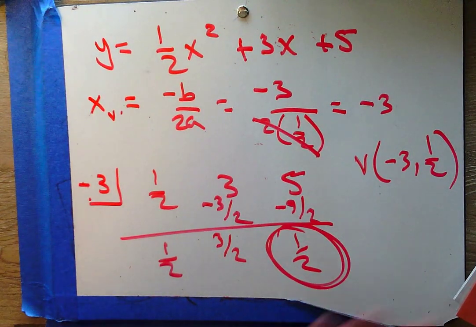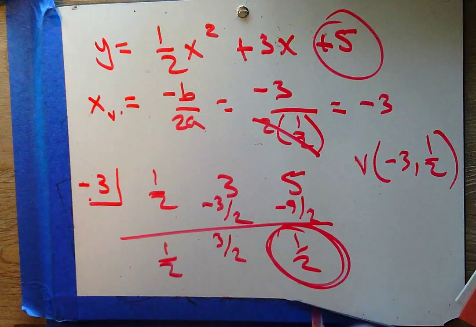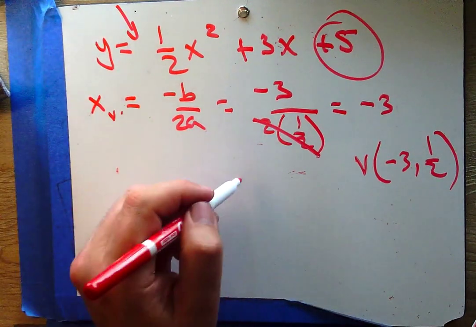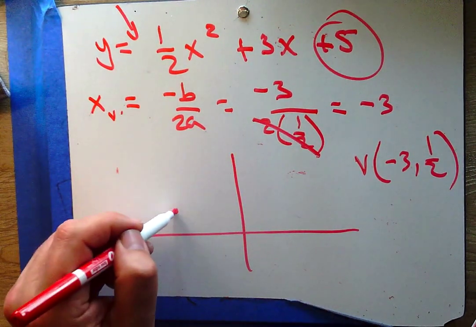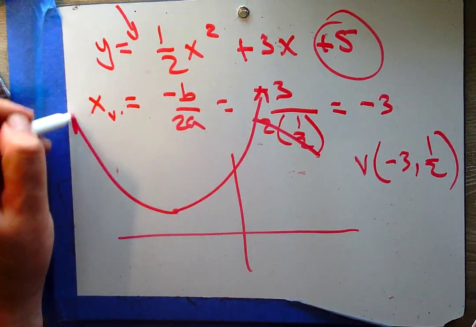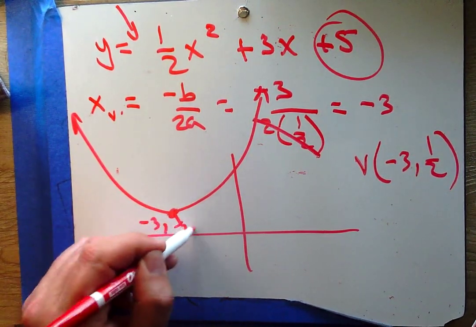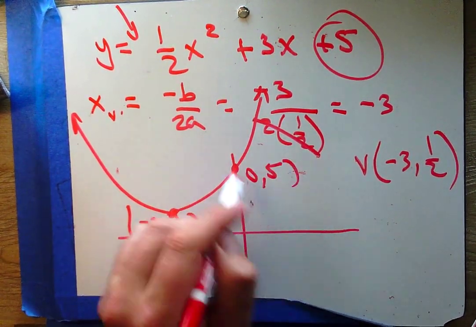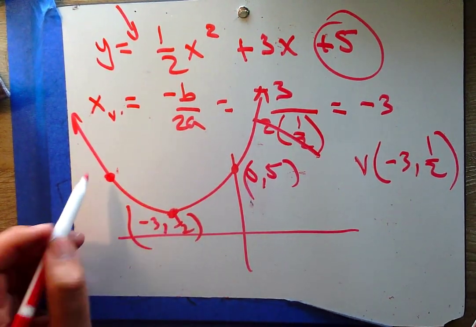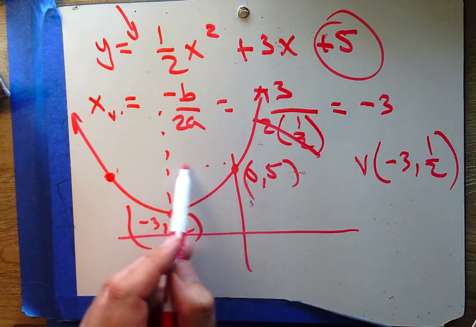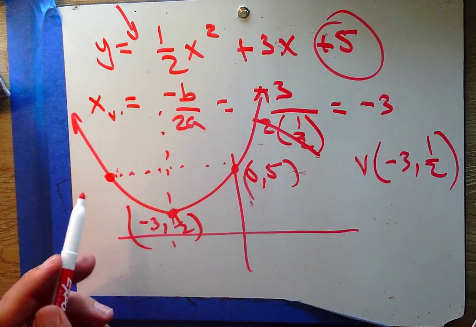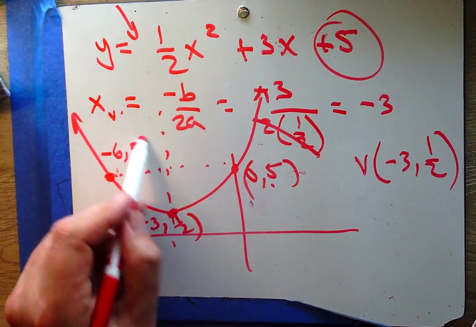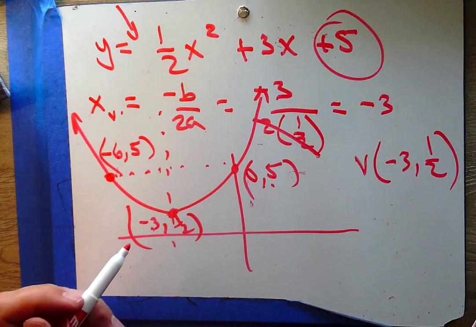Okay? So we've got our vertex, we see the y-intercept, and remember we'll do a third point with symmetry. Because this is a positive 1 half x squared, we know that our graph points up. Here, negative 3, 1 half, y-intercept of 0, 5. And then over here, remember with symmetry, if this distance is minus 3, there's another minus 3, so this will be negative 6 with the same y value as the y-intercept. Okay? So there's our graph.